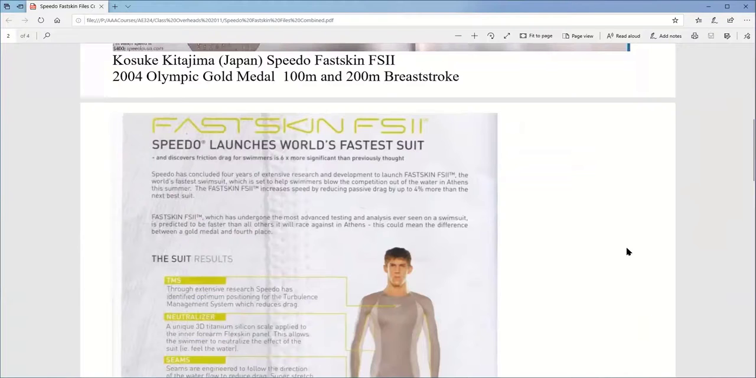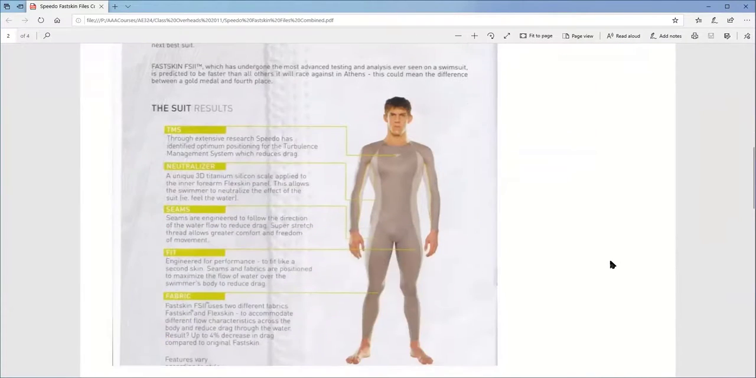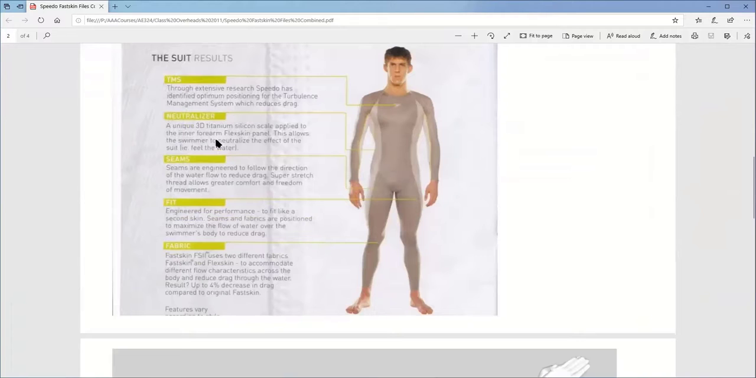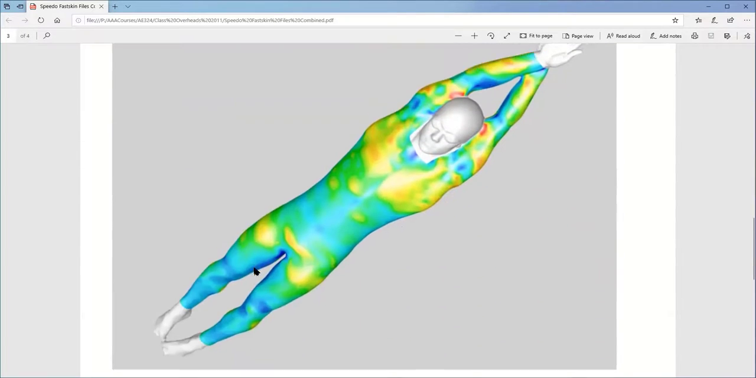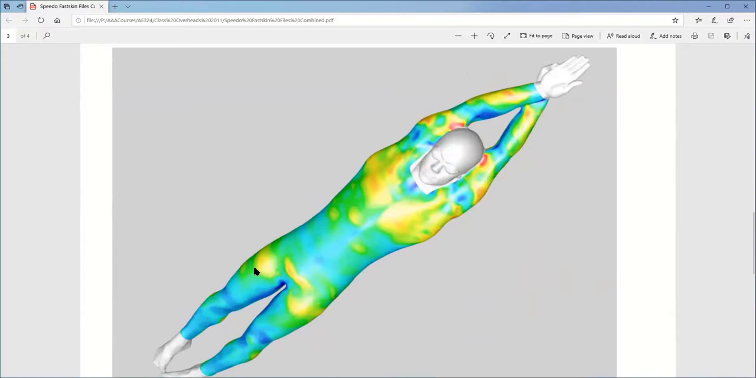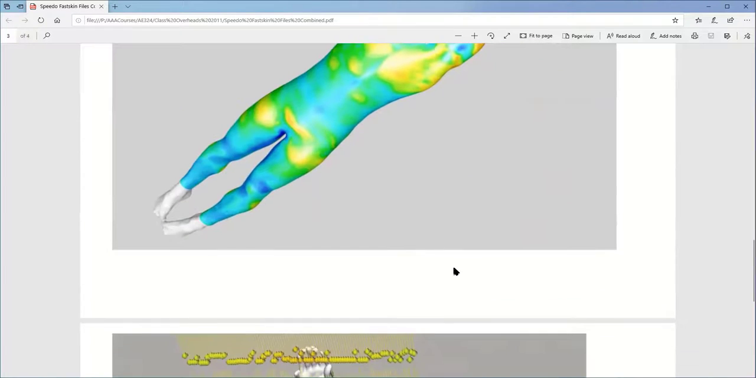And it's called the Fast Skin 2. And this is, they're talking about the scale pattern here. The seams were designed to grip the water. The fit was tight fit. The fabric had this special pattern built into it. But these guys did computational fluid dynamics, so they put the full tools of the aerospace industry and hydrodynamics into mapping pressure and velocity patterns over the body to help predict drag and reduce drag.